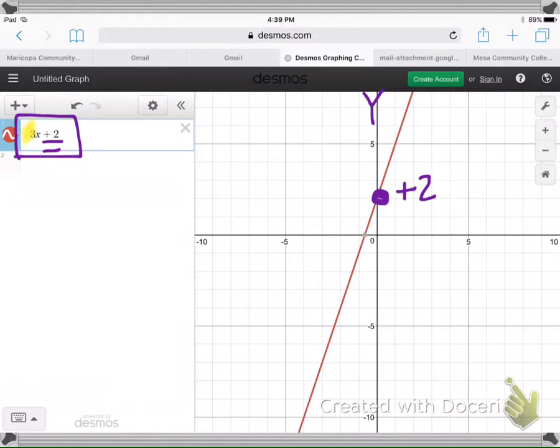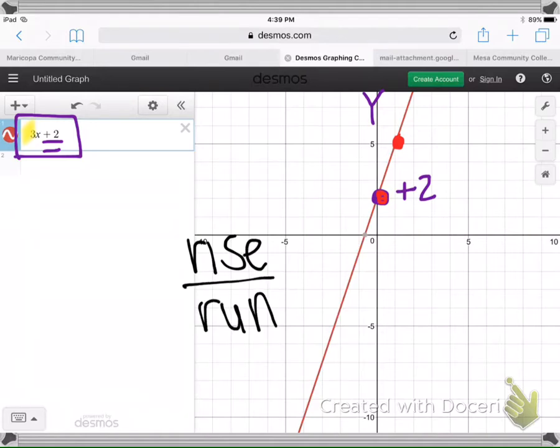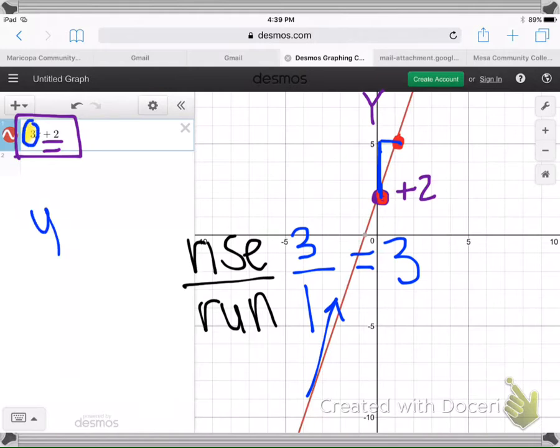So as we talked about in past lessons, if we pick 2 points that we could read nicely, like those two, and we do rise over run, I'm going to start at the bottom point, and I'm going to rise 1, 2, 3 boxes, and then run 1. So 3 divided by 1 is 3, and it's positive because it's going up. So that's what that number, when it's in y equals mx plus b, stands for. This is the slope, and this is where the line crosses the y-axis.